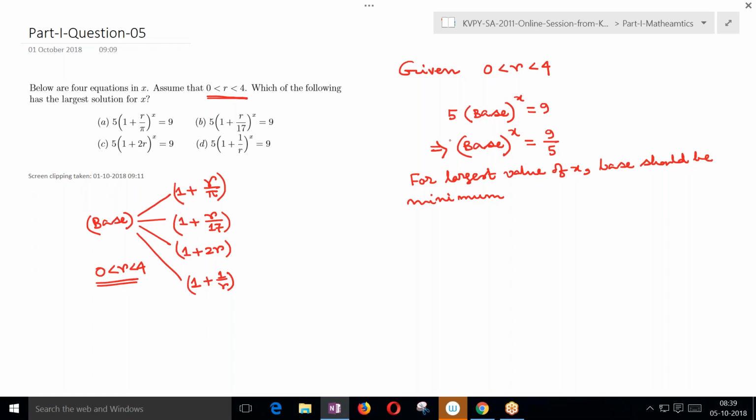Now what are the different bases? One is 1 plus 4 by pi, one is 1 plus r by 17, one is 1 plus 2r, and one is 1 plus 1 by r. Out of these 4 bases, 1 plus r by 17 is the minimum when 0 is less than r less than 4. That is why we get option B as the correct one.